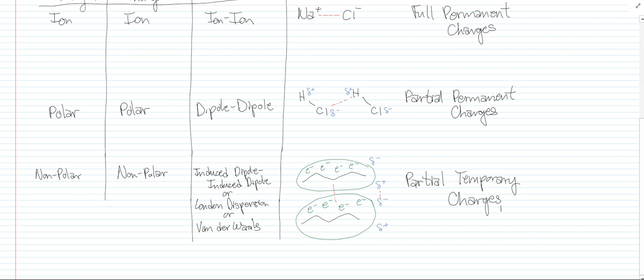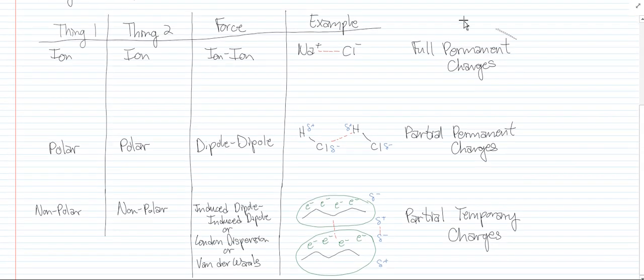Now let's fill in these gaps, shall we? I did not leave enough space. All right.